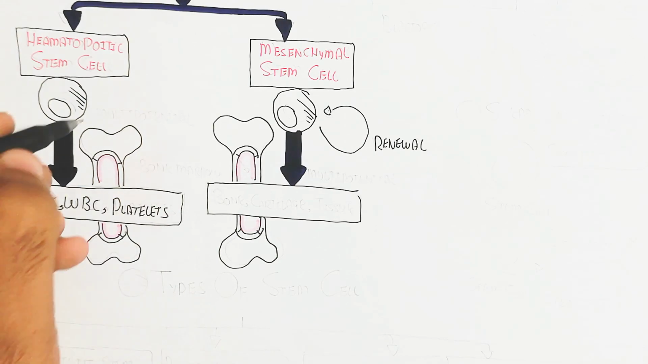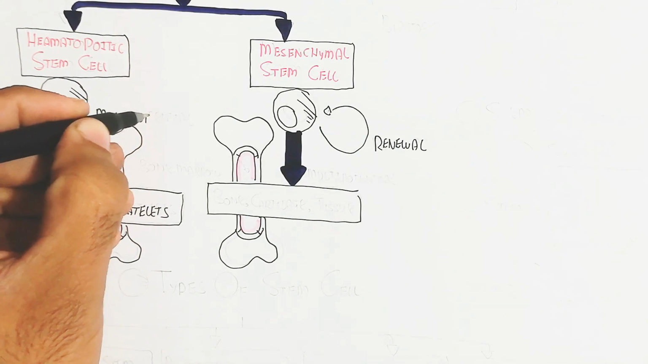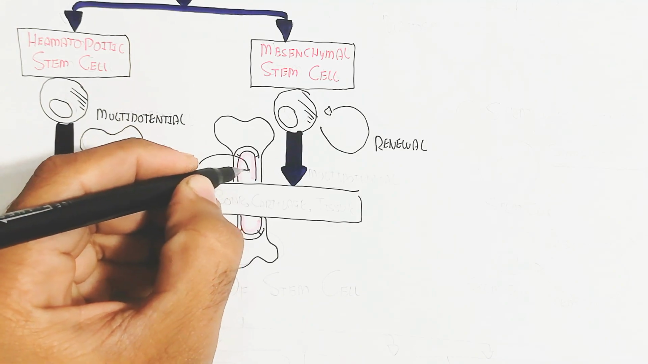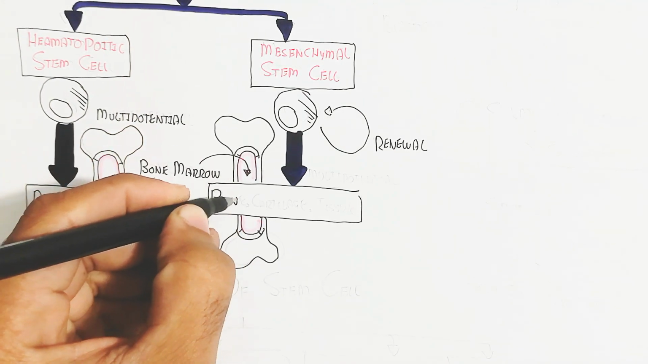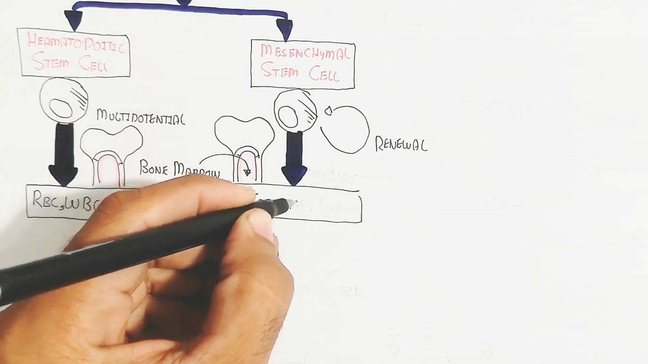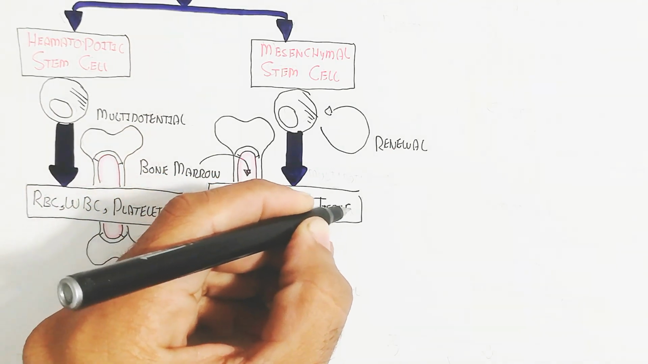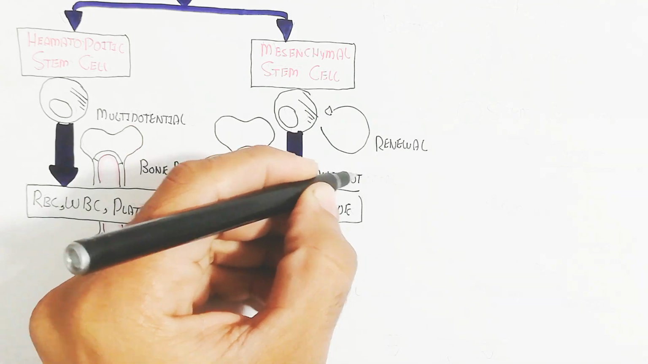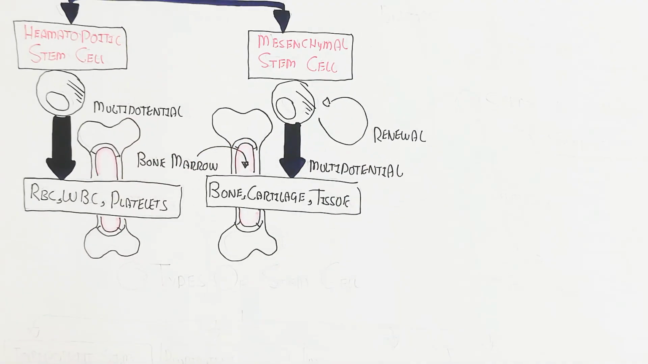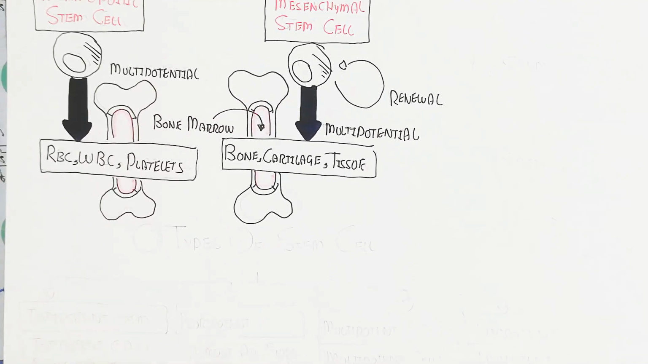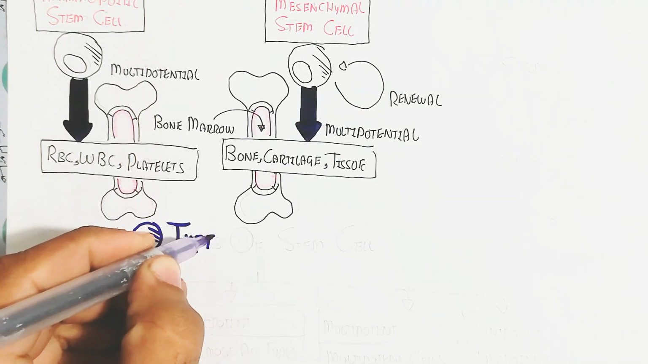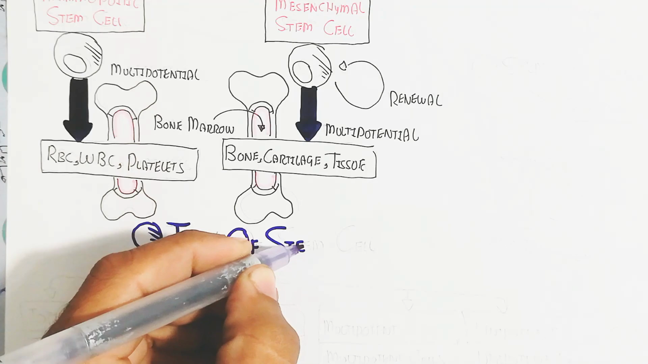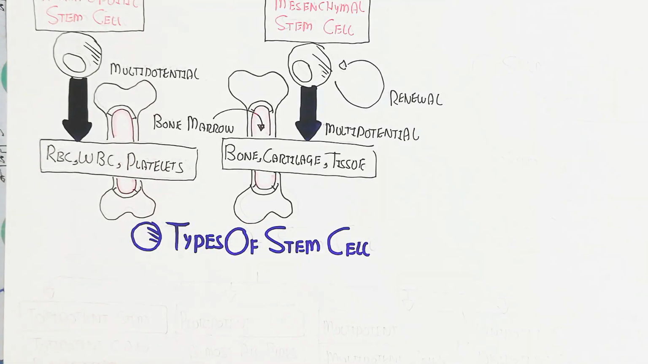So RBC, WBC and platelets come from the multipotential hematopoietic stem cell. Both are multipotential because they produce different types of cells, and bone, cartilage and tissue come from the mesenchymal stem cell, which is also multipotential. It means that more than one type of cell will be produced from the same mesenchymal or hematopoietic stem cell.